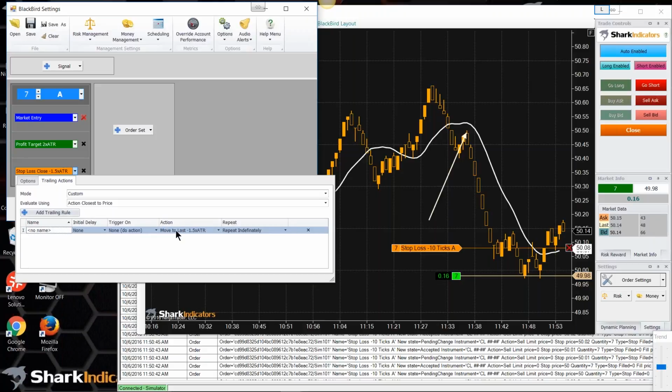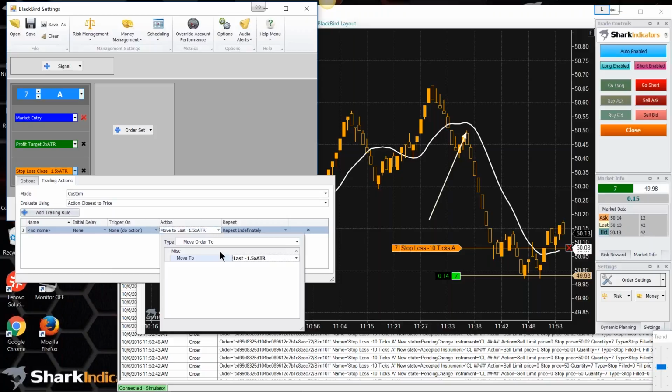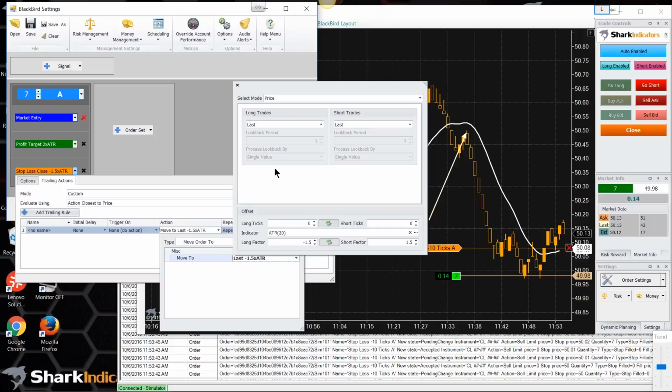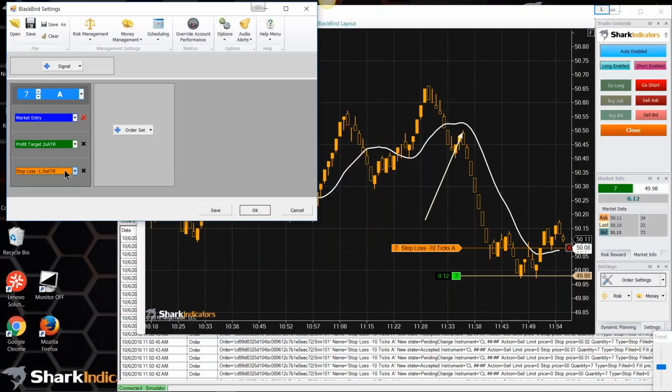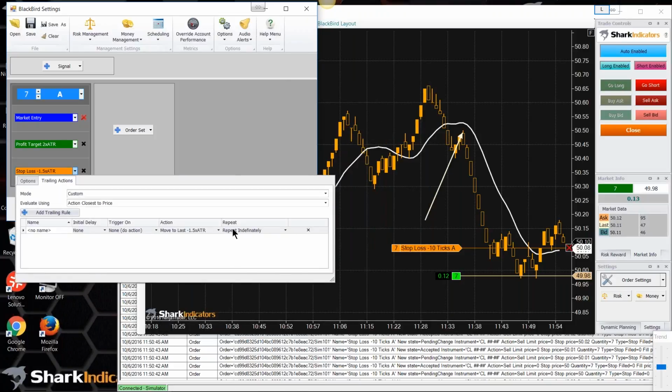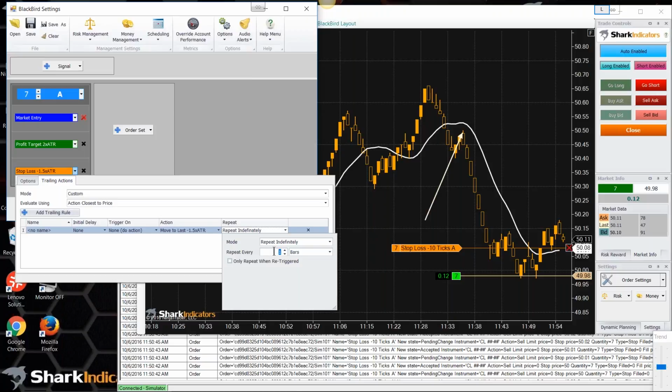And if we take a look at the action, it's going to move the stop loss order to the last price minus 1.5 ATR. Right? So we're going to take the last price and then take an ATR of 1.5 times, and that'll calculate our stop loss. And then, oops, I clicked off too far. So, and the repeat, right? So this is going to repeat once every bar.